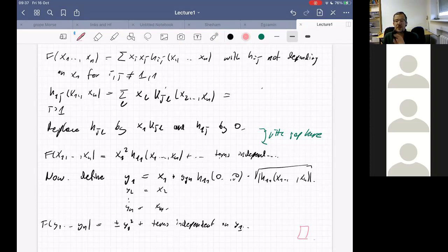So there are variants of this Morse lemma. If you want to study Morse functions for manifolds with boundary, then you need to control the variable that determines the boundary. If you have a Morse function on a submanifold, you need to treat normal variables and tangent variables separately. That's the same as in the immersed case. But the Morse lemma tells you something more.